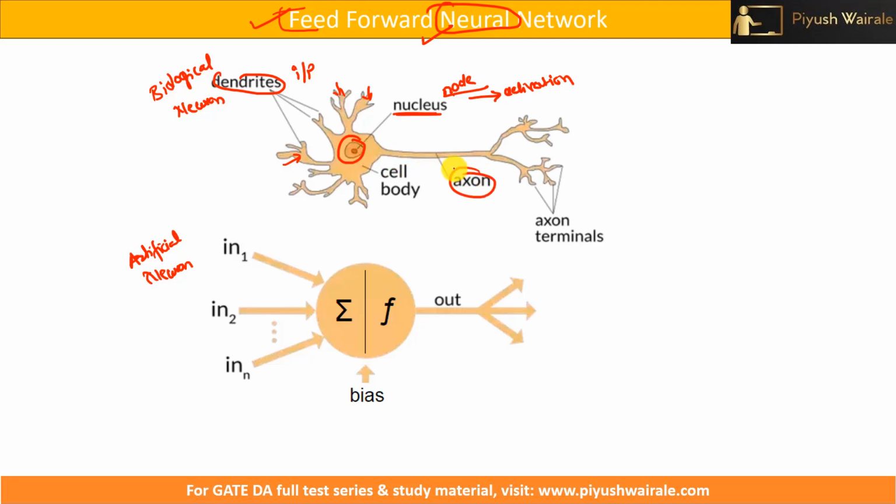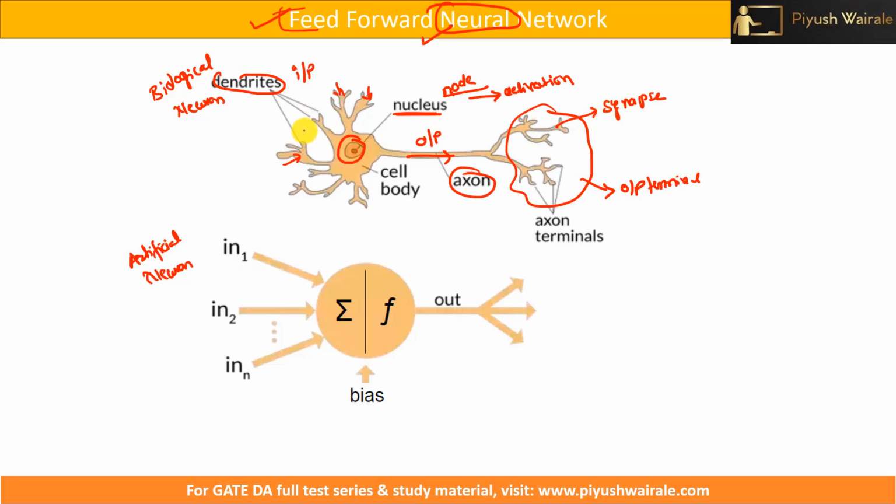So this axon is basically the output, and these are the different output terminals. We can also call them synapses in biological terms. So this is how a biological neuron is.